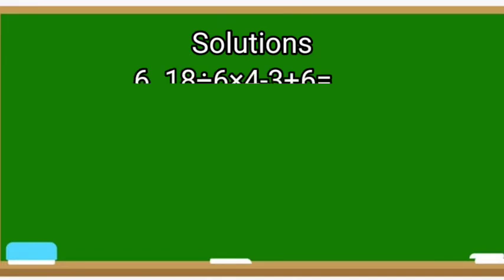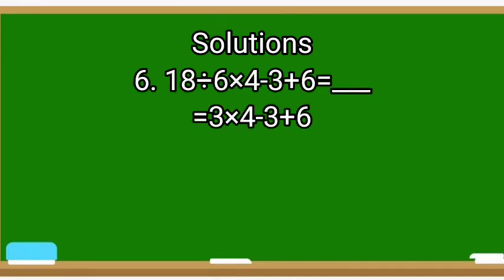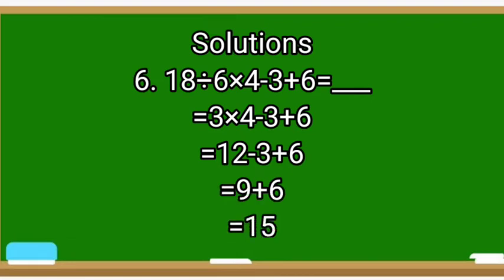Number 6. 18 divided by 6 times 4 minus 3 plus 6 equals blank. 18 divided by 6 is equal to 3 times 4 minus 3 plus 6. 3 times 4 is equal to 12 minus 3 plus 6. 12 minus 3 is equal to 9 plus 6. 9 plus 6 is equal to 15.